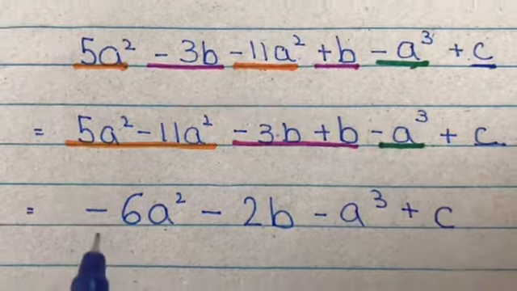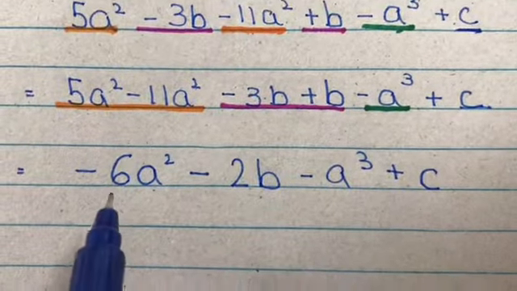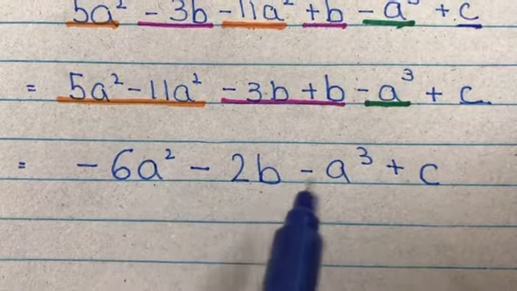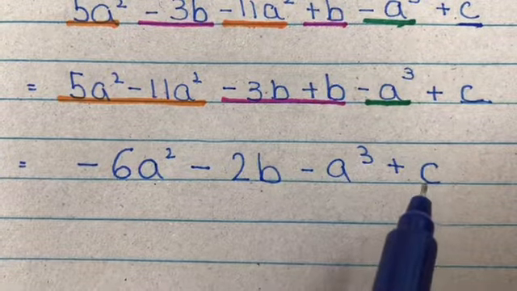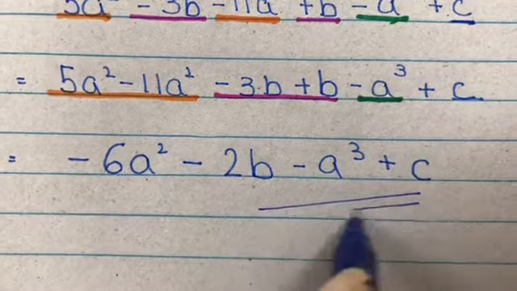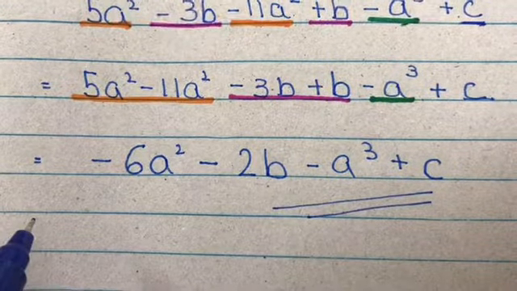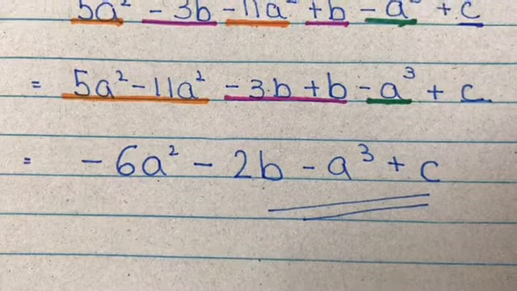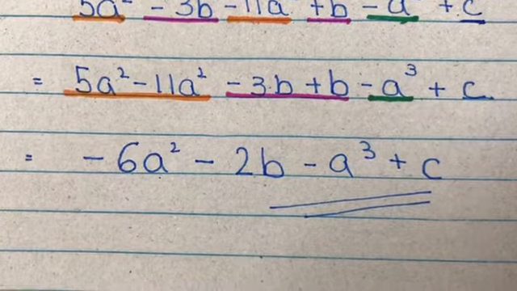I copy it down. Now look at this answer. None of the terms are alike. It's a square, this is b, a cube, c. None of the terms are alike. So that means this whole thing is my answer. I cannot solve it any more, can't go further with it. All right, so this is what we have done.